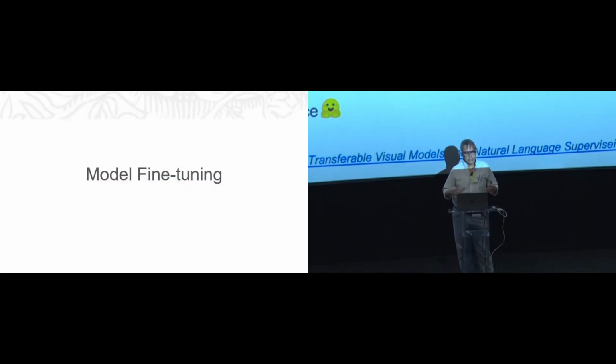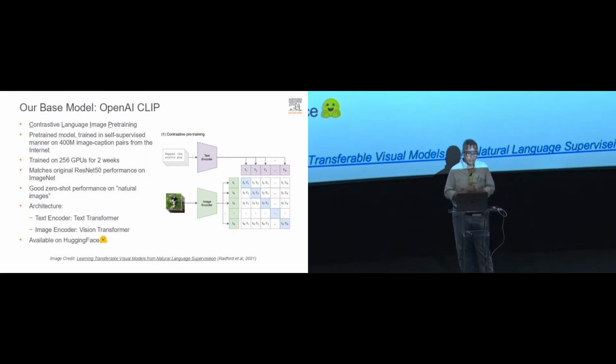All right, let's move on to the next piece, where we basically do the model fine-tuning. The base model that we used was OpenAI CLIP, and CLIP stands for Contrastive Language-Image Pre-training. Obviously, in the tradition of all pre-trained models, it is trained on massive amounts of data, 400 million image-caption pairs from the internet. The training time was 256 GPUs for 2 weeks, and OpenAI paid for that and made it available for everyone to use. So that's what we started with.